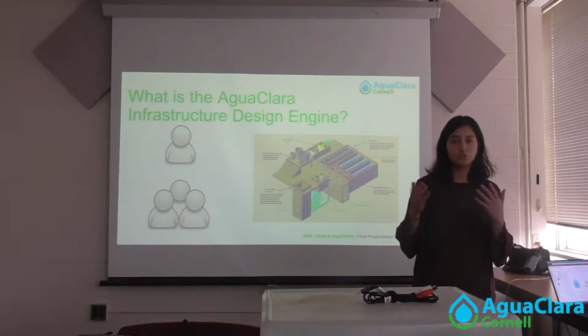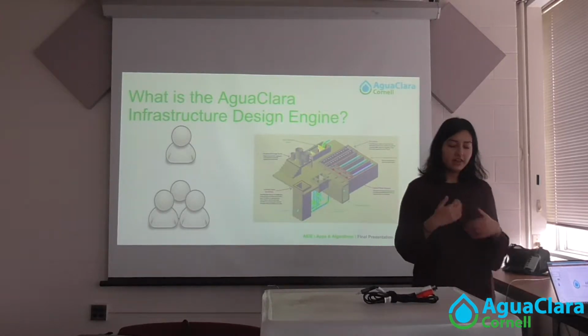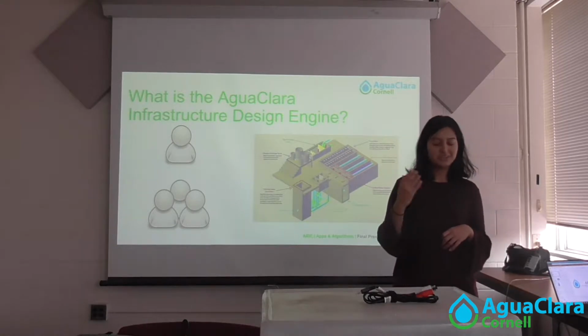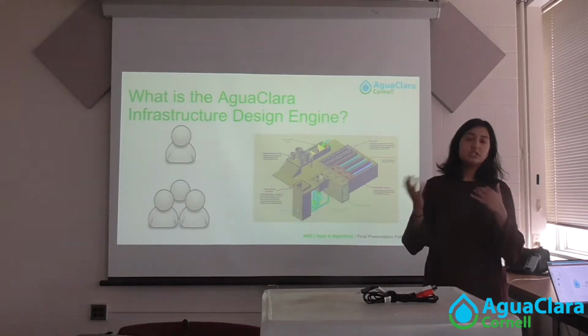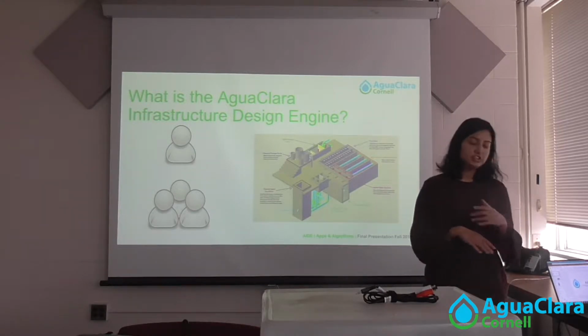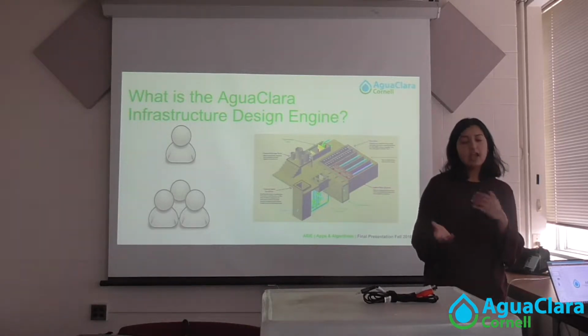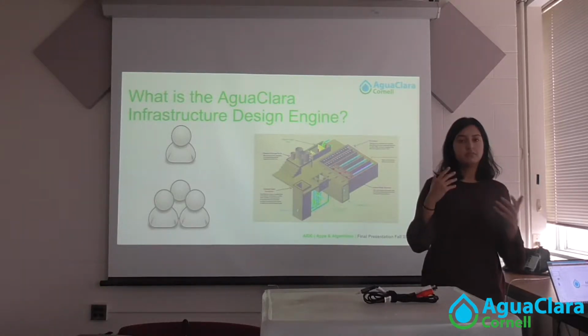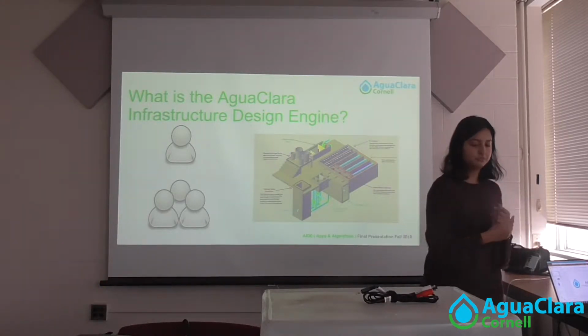So how does AIDE work? AIDE allows us to automatically redesign water treatment plants. We take in a single variable, which is flow rate, and then we run calculations based on the flow rate, and then these 3D models are designed based on the calculations that we do.